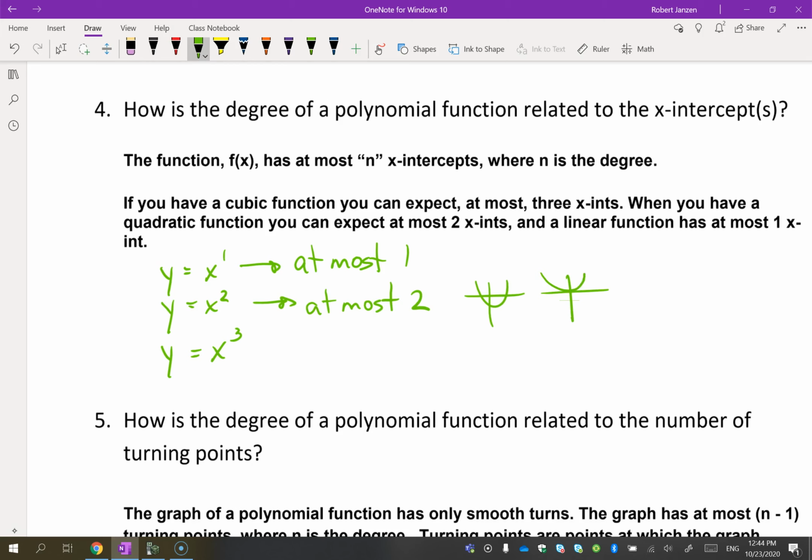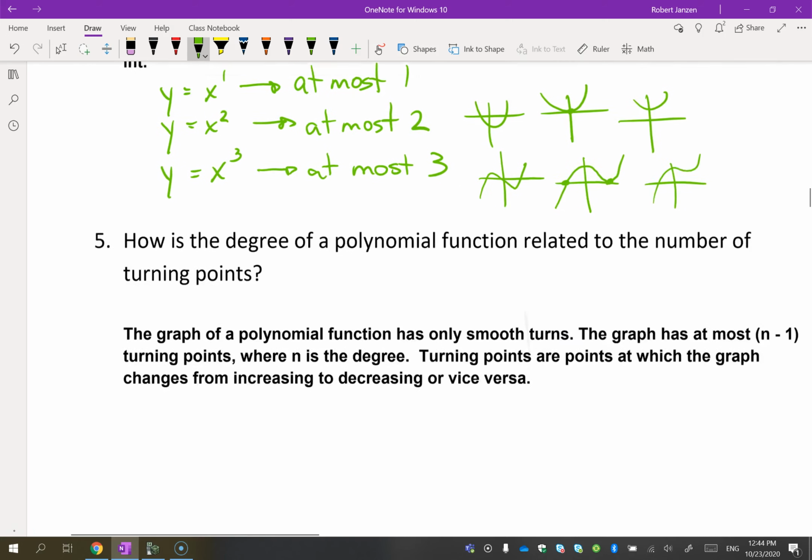Okay. So if it just would touch it, it's also possible that it doesn't have any X-intercepts. Okay, so that's why we say at most 2. Same with a cubic, it has at most 3. So it's possible that it has something like that, but it's also possible, and we've seen this, where we only have 2, and we've also seen where there's only 1. Okay, so that's what that means.